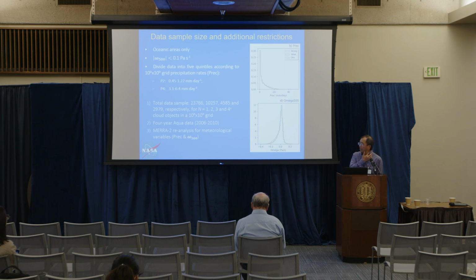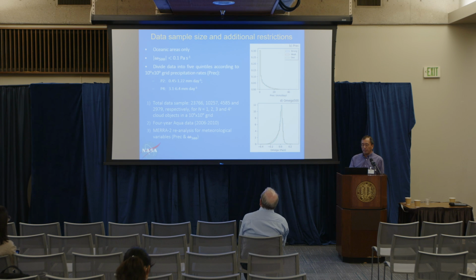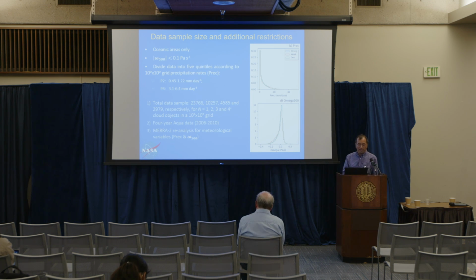We also looked at different precipitation regimes. We divide the data into 5 equal bins and choose the second and fourth bins. The other information I show there is the number of samples. You see that for n equal 1 there are almost 24,000 samples, and with 2 cloud objects you reduce by half, with 3 objects another half, and the last one less than half, because I also have cases with more than 4 cloud objects: 5, 6, 7, 8. So you can see the sample size decreases as the number of cloud objects increases. This is a 4-year data set, and the MERRA analysis is used for omega and precipitation.